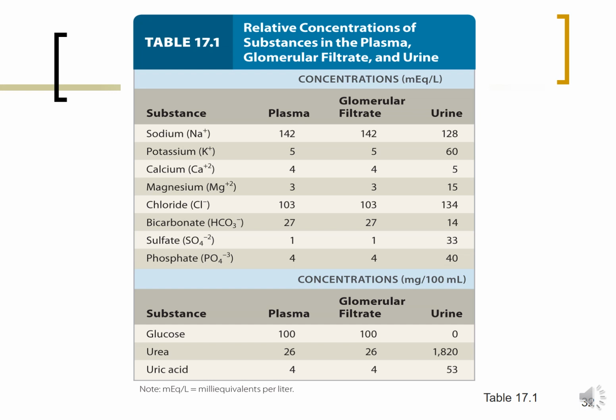I'm not going to worry about all the numbers on here, but what is interesting is if you look at sodium, that plasma is your blood levels, and this is in milliequivalents per liter. Plasma levels are about the same as glomerular filtrate levels. Your urine level is a little lower. That means you reabsorb some sodium within this process.